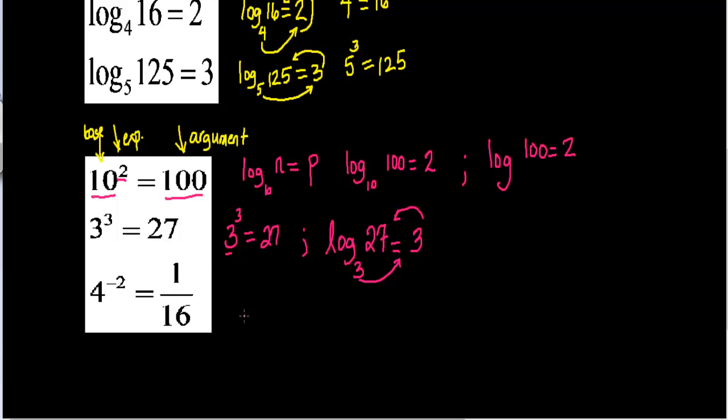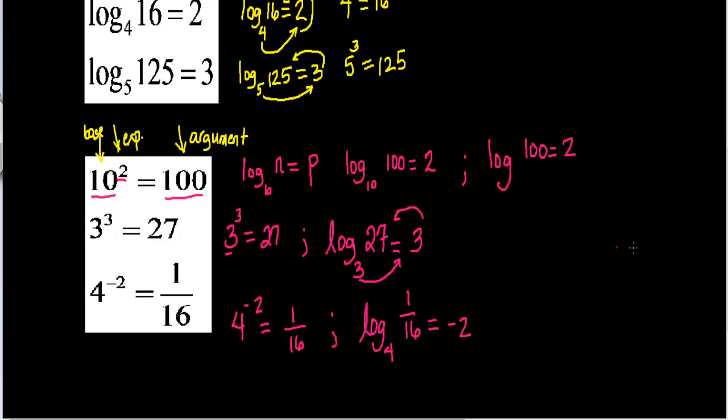And for the last example, I have 4 to the negative second power equals 1 over 16. Okay, let's write it as a log. First thing you do, you write log. Second thing, your base. What is your base? 4. Third thing is, this is your exponent. So you know this equals negative 2, and then your argument, which is 1 over 16. Okay, and there you have it. You've rewritten these exponential expressions as logarithmic expressions.